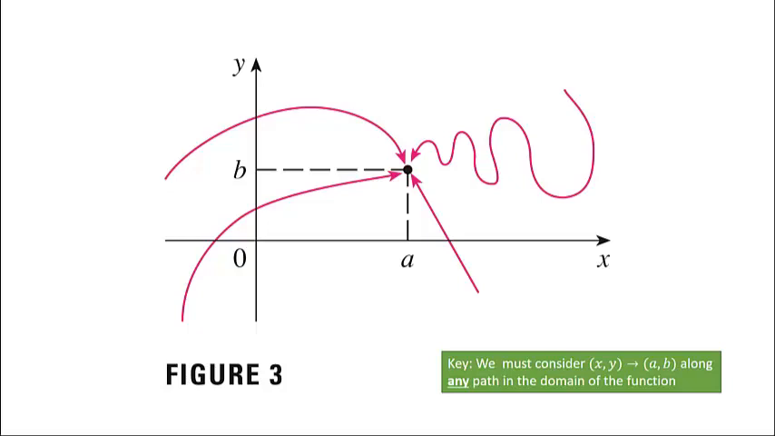So it can approach along a straight line, it can approach along a parabola, it can approach along any kind of curve that we can possibly imagine. But in order for the limit of the function to exist at the point (a, b), then regardless of how that ordered pair (x, y) is approaching the point (a, b), we must get the same value for our limit.